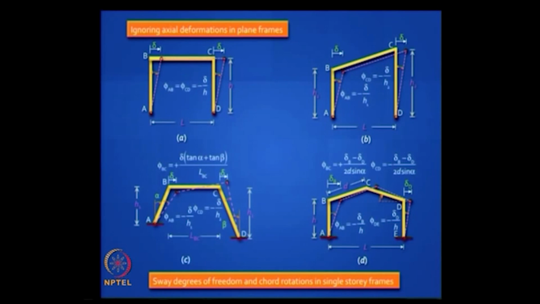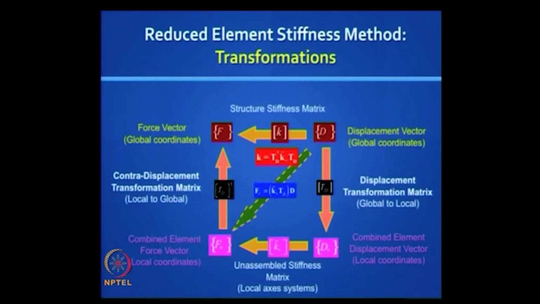This slide should also be familiar to you. These are the shortcuts you will take when you want to avoid considering axial deformations. Remember, you have to find out the sway degrees of freedom, the minimum sway degrees of freedom, and convert them to chord rotations, right. We had done this when we did the slope deflection method, remember. So we will invoke this concept when we want to do a simplified analysis, okay.